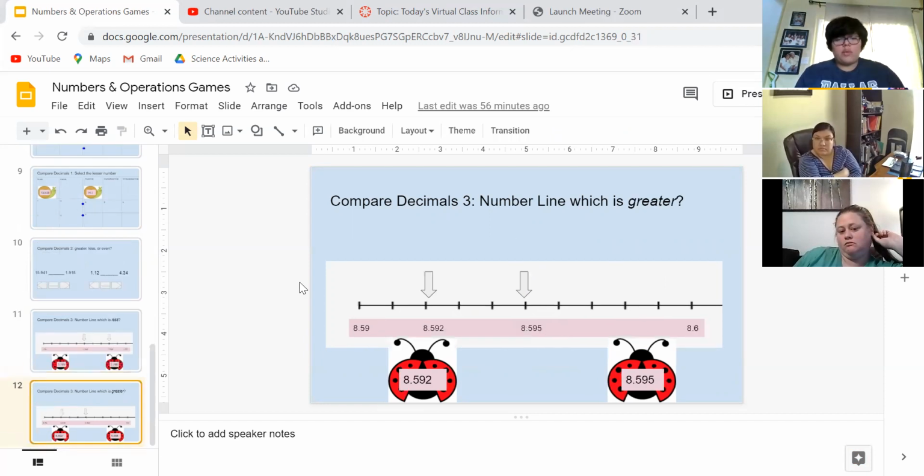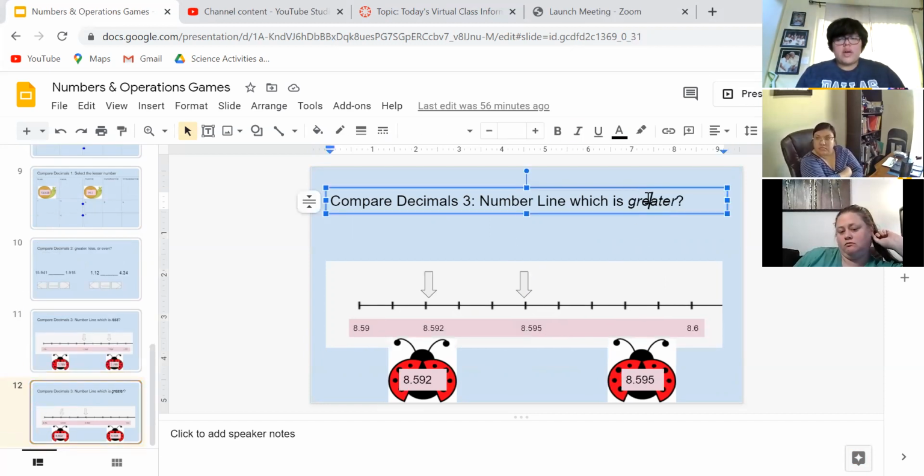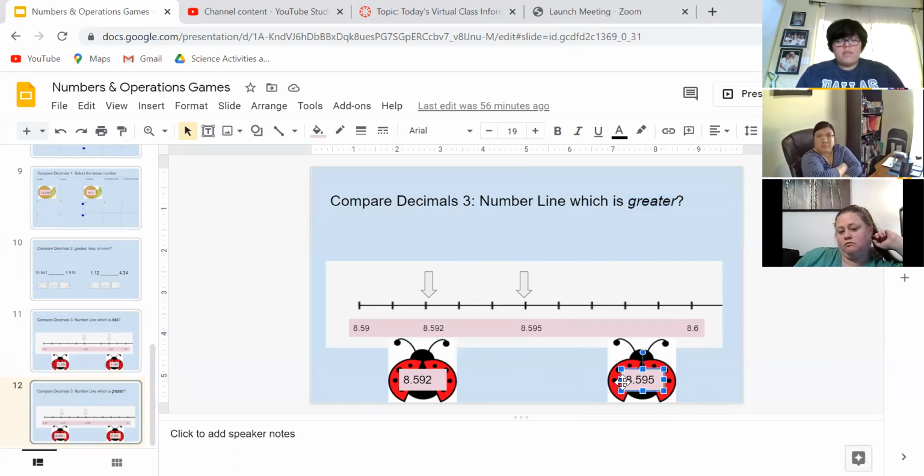Another example would be which is greater. Again, it's the same concept. It's a number line written out, 8.59 all the way up to 8.6. They would have to pick either 8.592 or 8.595, and it would be 8.595.